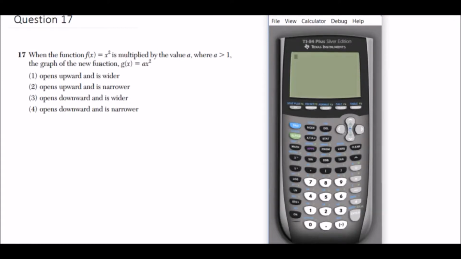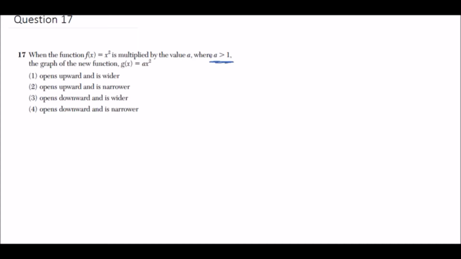It says when the function f of x, x squared, is multiplied by the value a, where a is greater than 1, the graph of the new function g of x, ax squared, does what? Okay, well, we have an a of greater than 1, so why don't we just say let a equal 2. Could we let it equal 3? Sure. 4? Sure. 5? Whatever you want, as long as we recognize that it's got to be greater than 1. So we will then say that g of x is 2x squared.